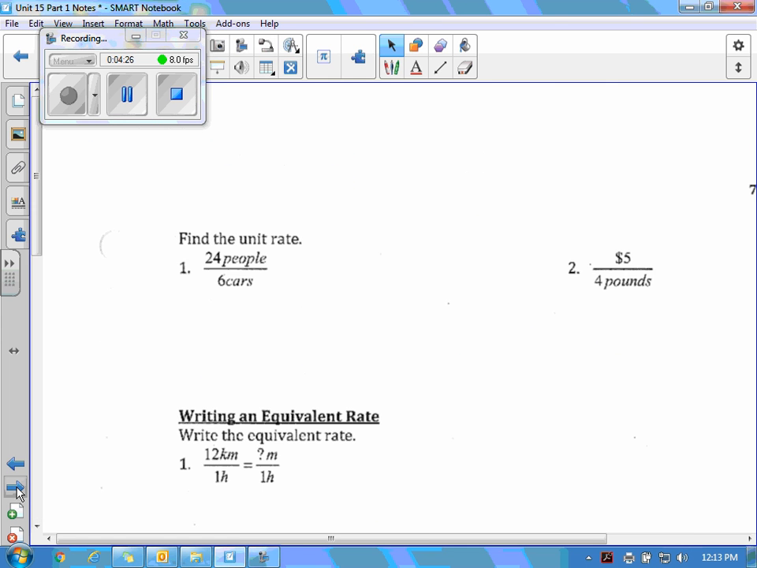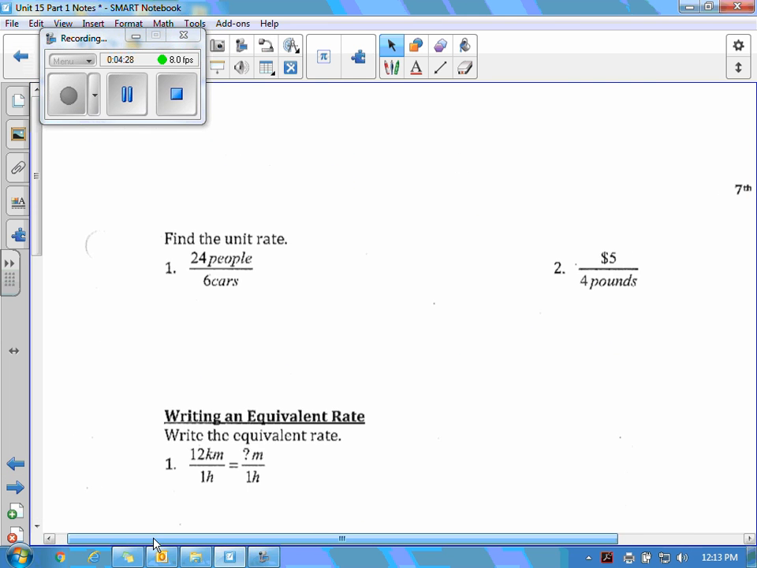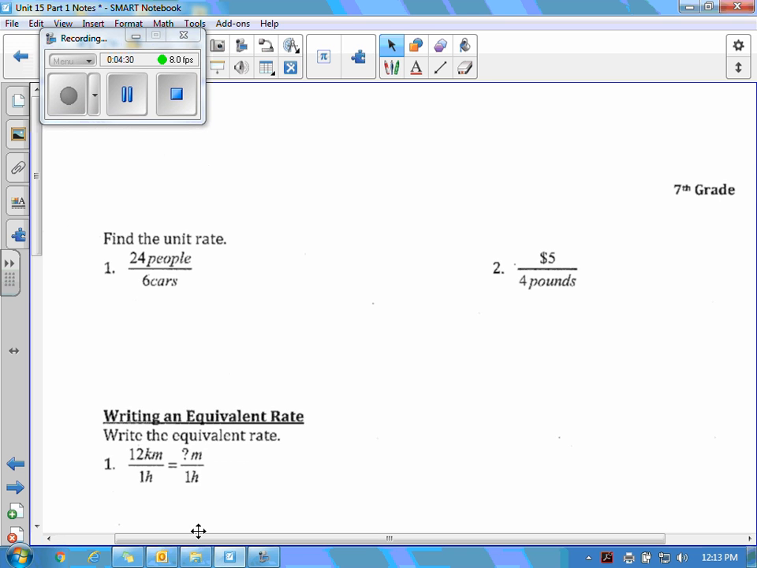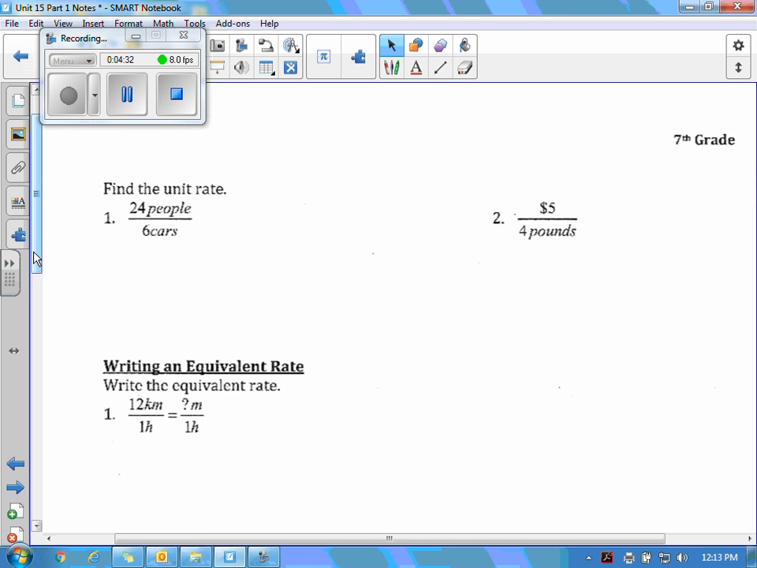All right, so if you go ahead and flip over to the back, it says find the unit rate. So remember, we want the denominator to be 1 to turn these into unit rates. So first off, just recognize that these are rates because they have two different units. So number 1 has people and cars, so that makes it a rate because there are two different units.